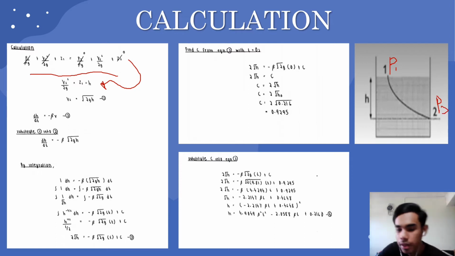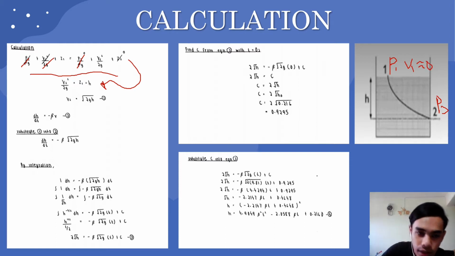Sorry for my bad handwriting, which means it can be cancelled. And next is the V1. V1 can be cancelled also because V1 over here is extremely small, so it can be cancelled too. And then is Z2. Z2 is the term over here, which means it is 0, so it can be cancelled, and to form this equation. Why Z1 is equal to H?